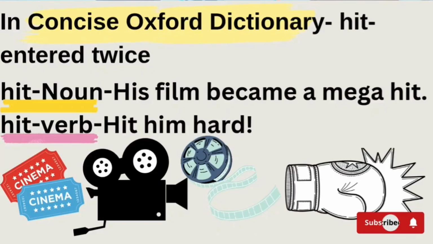But in the Concise Oxford Dictionary, hit is entered twice. One is a verb and the other is a noun. Let's look at the examples. His film became a mega hit. Second, hit him hard. In the example, hit him hard, hit shows some action, so it is a verb. But in the other example, his film became a mega hit, hit is a noun which in turn is qualified by mega, that is an adjective. So here hit is acting as a noun.